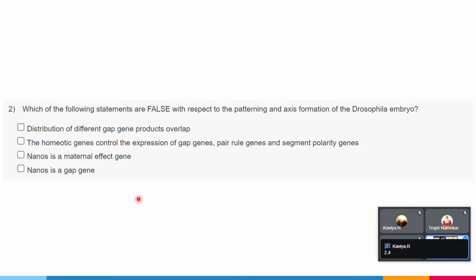Kavya says 2 and 4. That is, homeotic genes control the expression of gap genes, pair-rule genes, and segment polarity genes, and number 4, Nanos is a gap gene, are false. Does anyone else want to try and answer this? You can try answering, or just type in the chat whatever you think might be the correct answer.